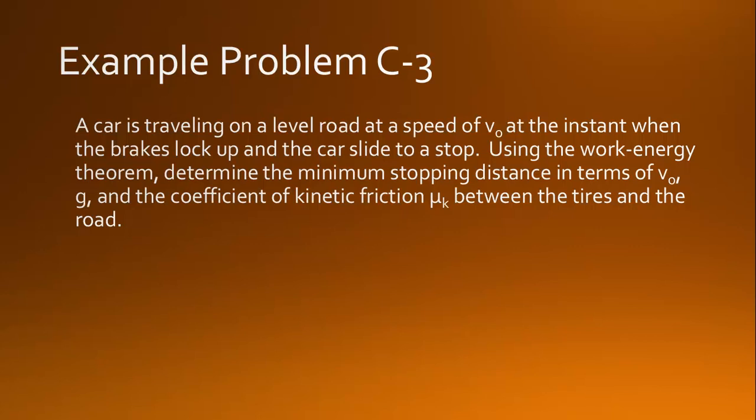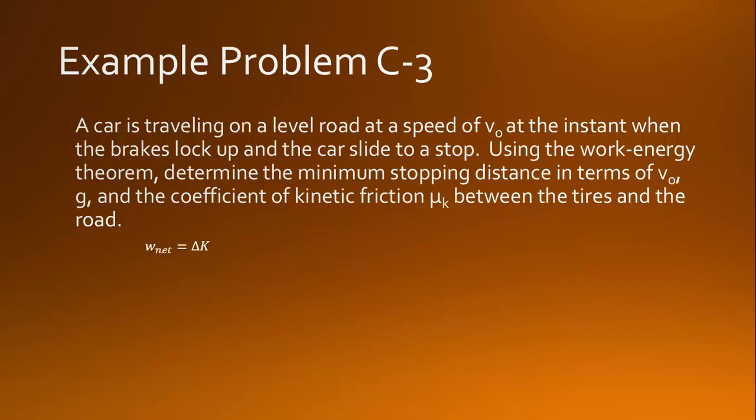So let's look at a second problem, and in the second problem I'm doing one that's completely symbolic. We have a car traveling down a level road at a speed v0 at the instant when its brakes lock up and the car slides to a stop. It says, using the work-energy theorem, determine the minimum stopping distance required in terms of v0, g, the acceleration of gravity, and the coefficient of kinetic friction, mu k, between the tires and the road. What this is telling me is that when I get an answer, I should have a distance that is an equation with only three variables in it: v0, g, and mu k. So let's see how we can do this problem.